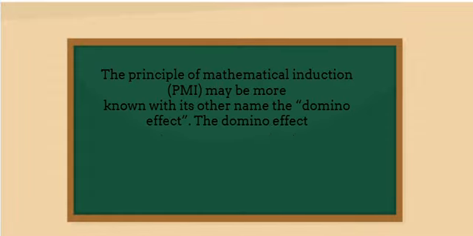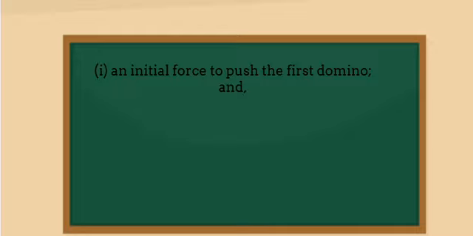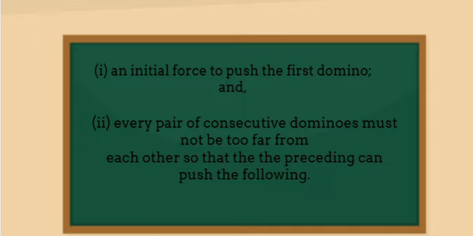The principle of mathematical induction, PMI, may be more known by its other name, the domino effect. The domino effect needs two conditions. First, an initial force to push the first domino, and second, every pair of consecutive dominoes must not be too far from each other so that the preceding can push the following.